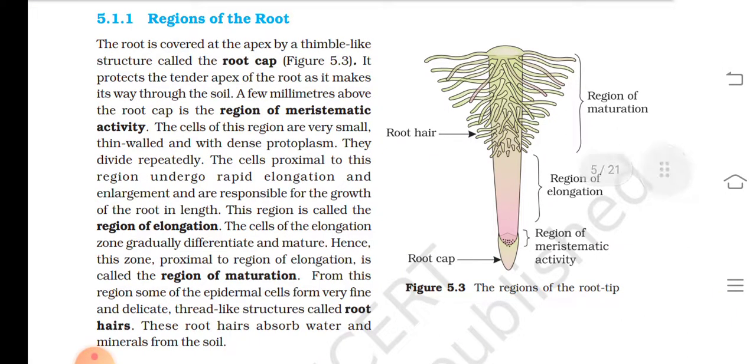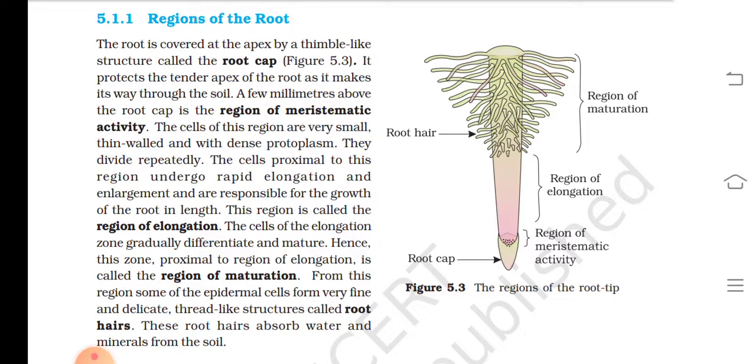5.1.1 Regions of the root. The root is covered at the apex by a thimble-like structure called the root cap, given in figure 5.3. It protects the tender apex of the root as it makes its way through the soil. A few millimeters above the root cap is the region of meristematic activity. The cells of this region are very small, thin-walled, and with dense protoplasm. They divide repeatedly. The cells proximal to this region undergo rapid elongation and enlargement and are responsible for the growth of the root in length.